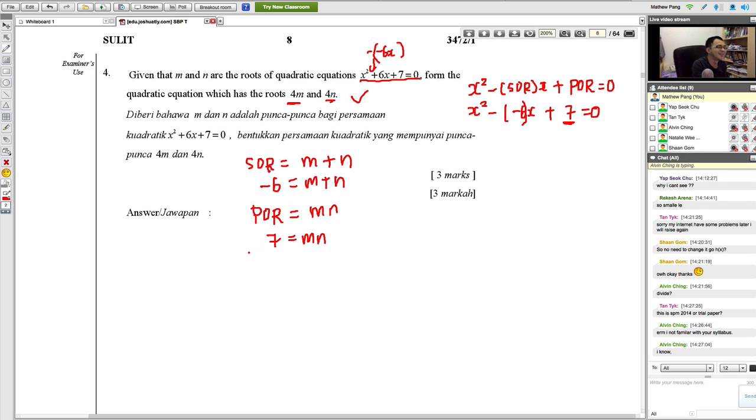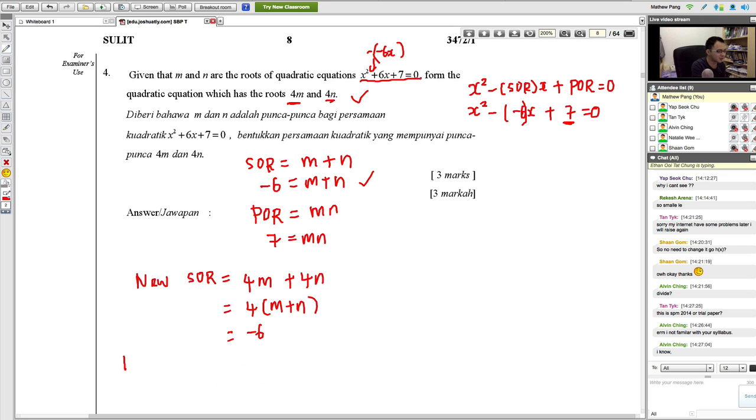Okay, anyways, so now I want to find my new sum of roots. My new roots are actually 4m and 4n, right? So the new sum of roots just means both roots added together. If I factorize out the 4, I have 4 times (m plus n). And I know my value for m plus n, which is negative 6, so I can substitute it in.